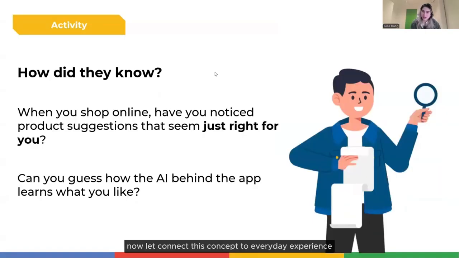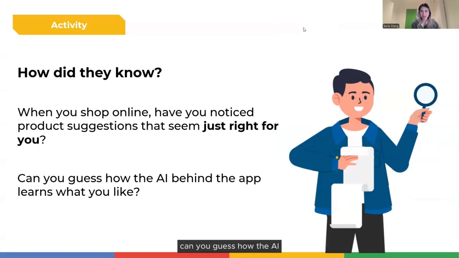Now, let's connect this concept to everyday experience. Think about your online shopping habits. Have you ever noticed that the product recommendations you receive are often uncannily relevant to your interests? Can you guess how the AI behind the app learns what you like? Well, this is the direct result of AI analyzing your browsing history and your purchase behavior. Then it uses machine learning to predict what you might like next and recommends similar products.